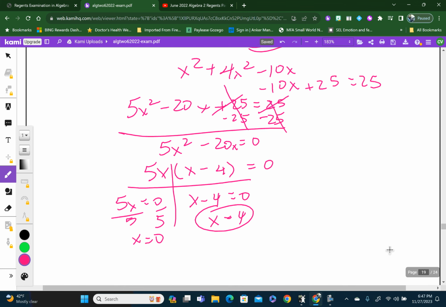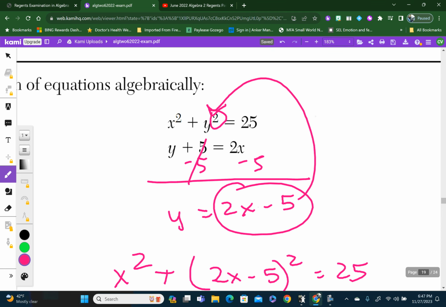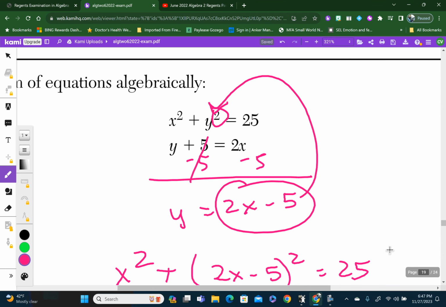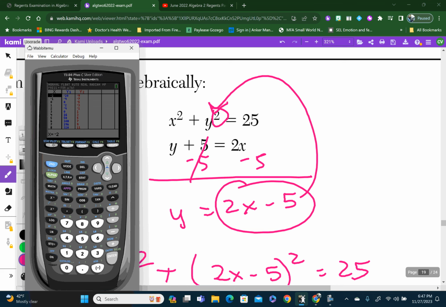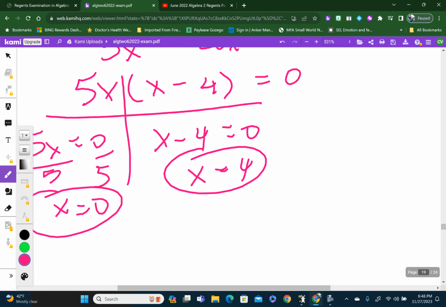All right, so x equals 0, and x equals 4. So now I'm going to go back to my calculator right here. To figure out what my y's are, oh, look, I already have the 2x minus 5, right? So now I'm looking for where x is 0 and where x is 4. So y equals 2x minus 5. Again, I'm plugging in my two answers, x equals 0 and x equals 4.